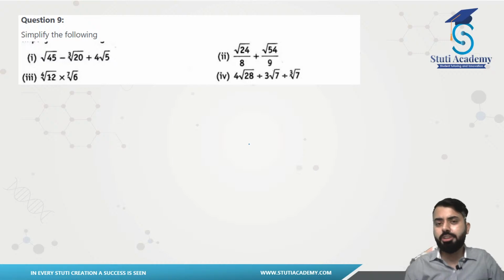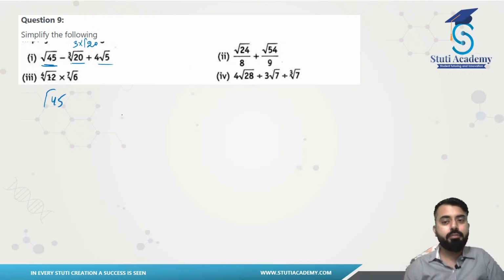So these are some questions. You have to simplify them. We have square root 45, and this is actually 3 into square root 20, and this is 4 square root 5. So we have to solve this one. If you solve this, you have what? Let's see.